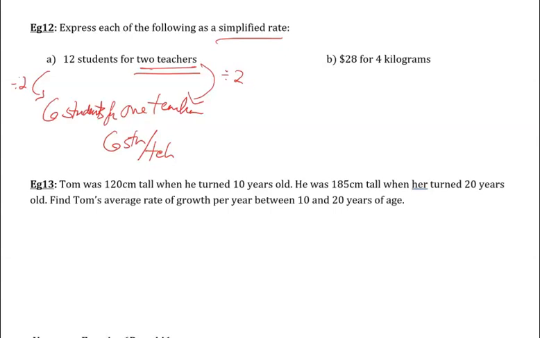Similarly, if I'm buying up large, we're having a party, and I go to the butcher and I pay $28, which is cheap. I don't know what I'd be getting for $28 for 4 kilograms. So what rate am I paying per kilogram? I want to get that down to 1 kilogram, so I divide 4 by 4. Well, let's do the same on the other side. If I divide 28 by 4, I've got $7 for 1 kilogram, or $7 slash kilogram.